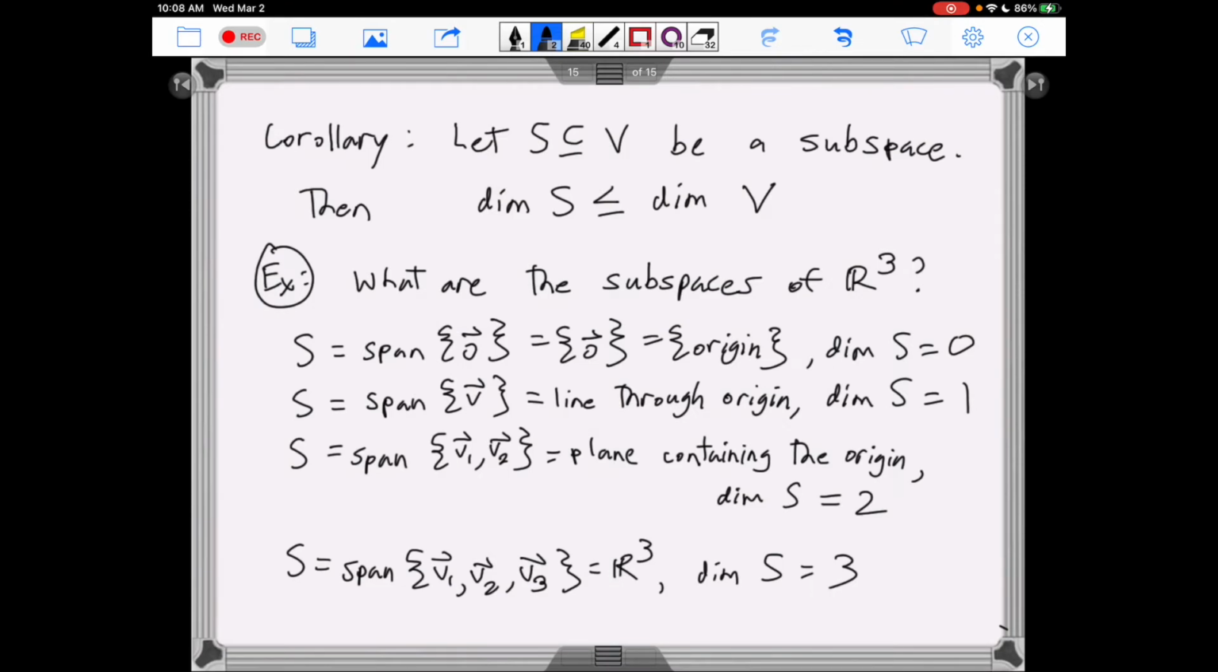It's worth noting, too, that this is another reason we know that any line that doesn't contain the origin can't possibly be a vector space, right? Because these are the only options here. And we knew that anyway, right? Because every vector space contains a zero vector.